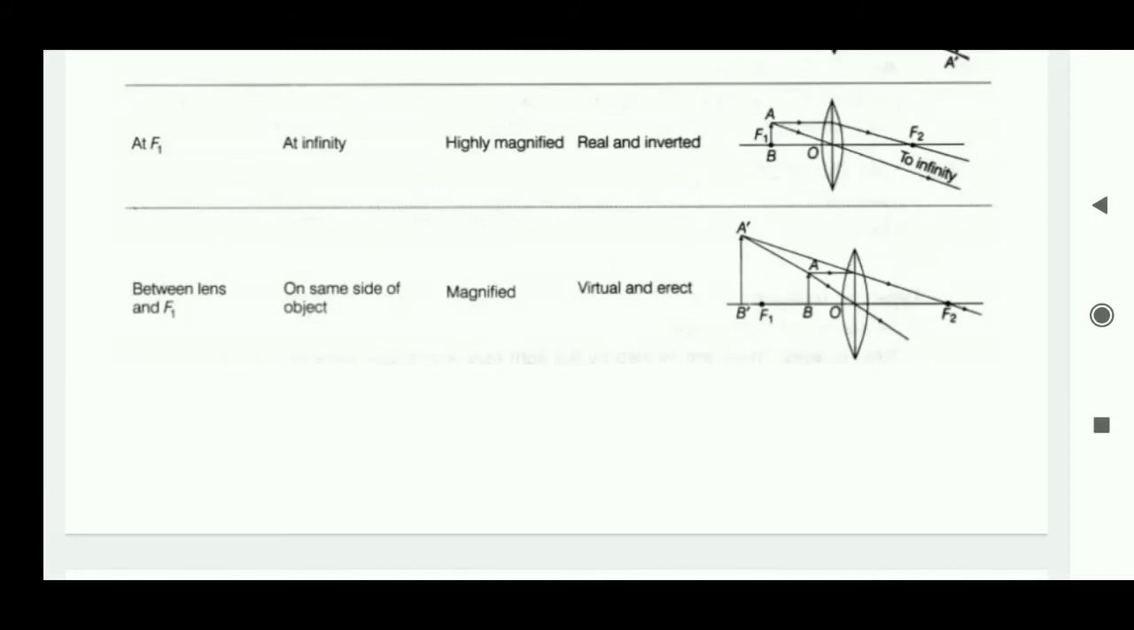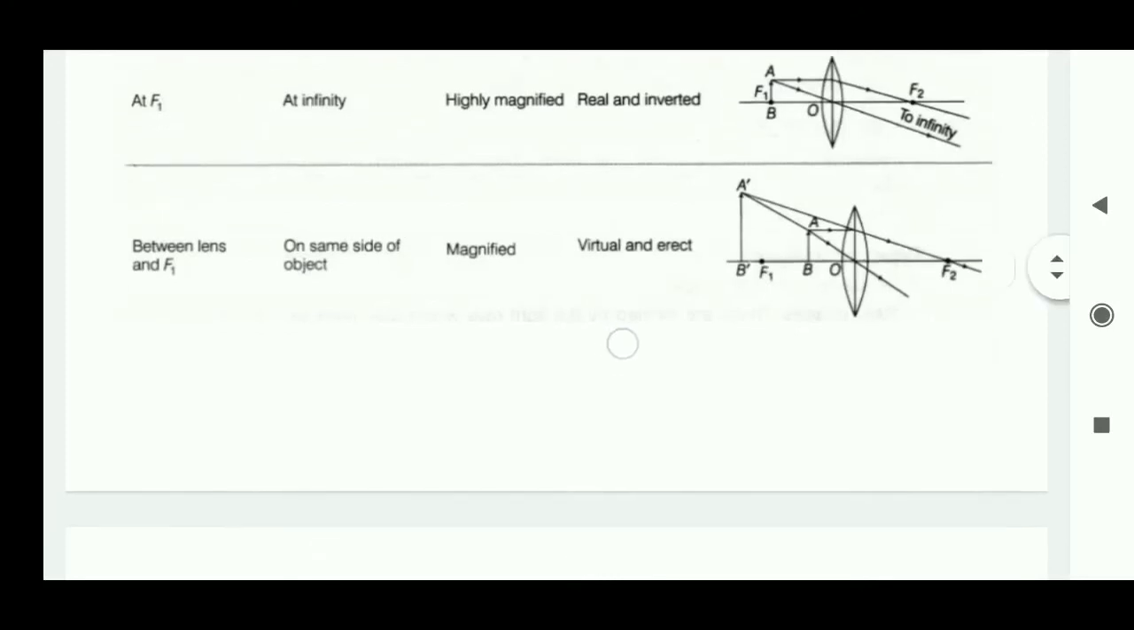So these characteristics are the same as for a concave mirror, but in a concave mirror the real image forms on the same side and the virtual image forms behind the mirror. But in the case of a lens, the real image forms on the back side and the virtual image forms on the front side. That is the only difference. For the remaining cases, if the object is at infinity, the image forms at f, and if the object is at 2f, the image also forms at 2f; below 2f the image is beyond 2f, and at f the image is at infinity. So all the cases are the same for a concave mirror and a convex lens.